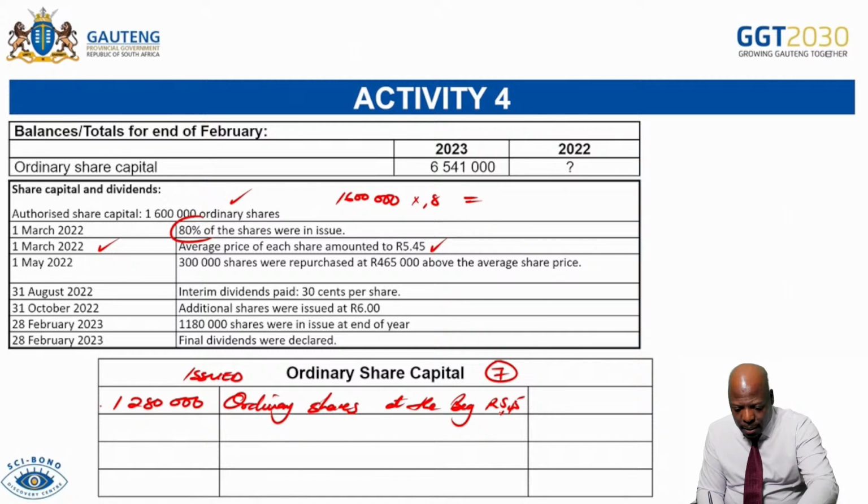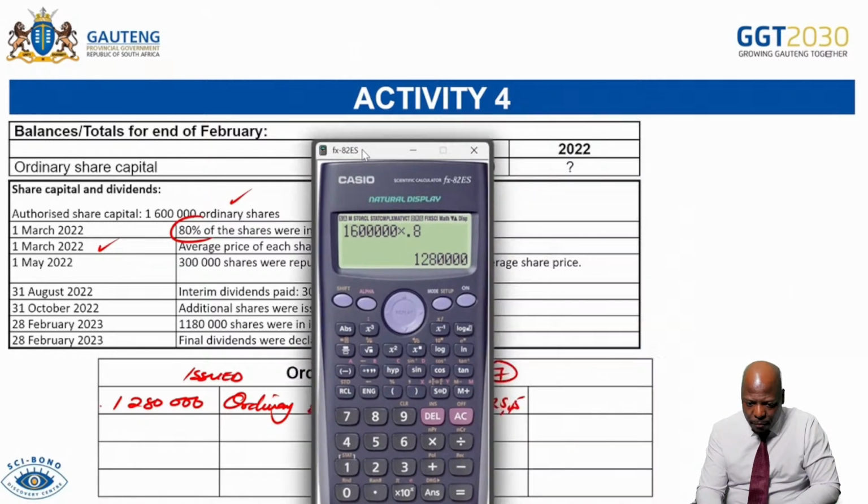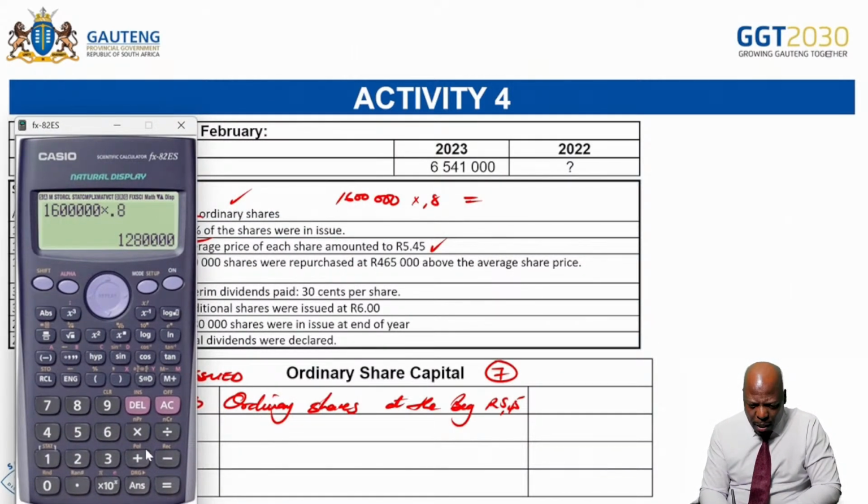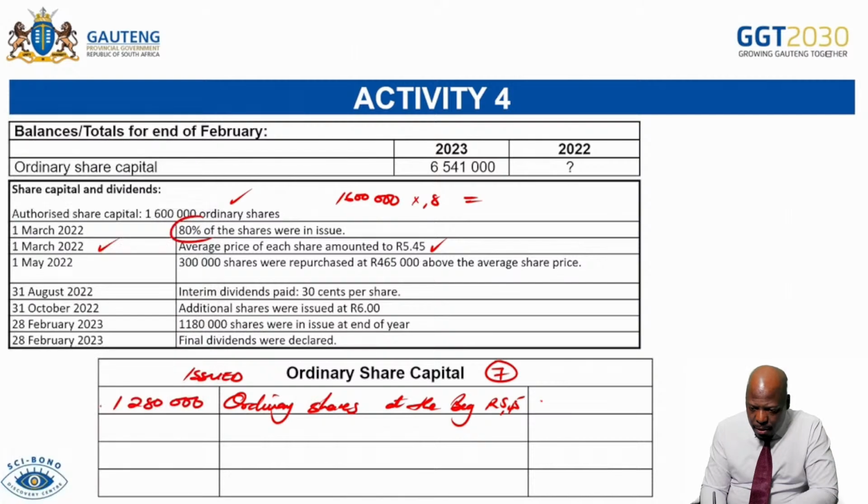Okay, so let's see if we come to our calculator. Then we're going to say 1,280 times the 545, and that is going to give us 6,976,000. Like that. Let's go.